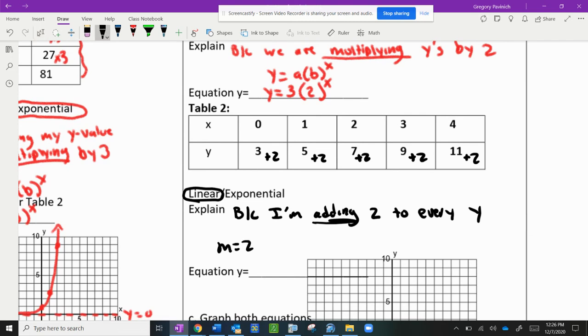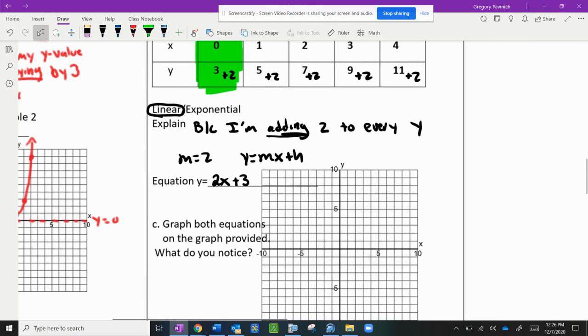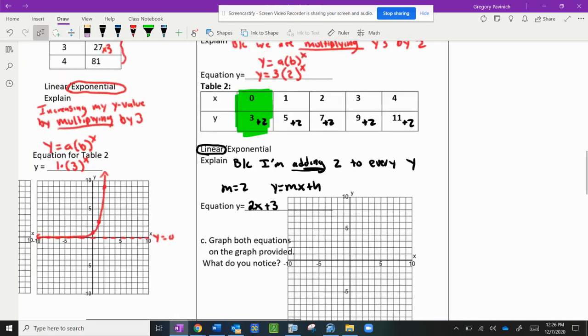And now I've got to look at my y-intercept, so that's where my x is 0, or my initial amount. So I'm going to use the equation y equals mx plus b, where m is my slope and b is my starting amount or my y-intercept, which is 3. And this asks me to graph both of these.